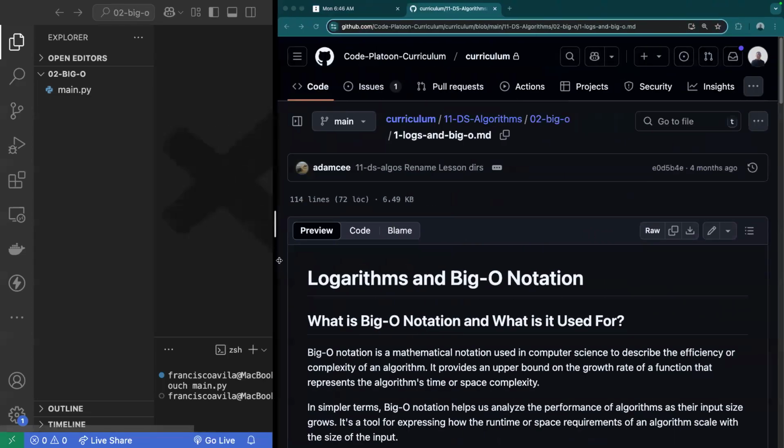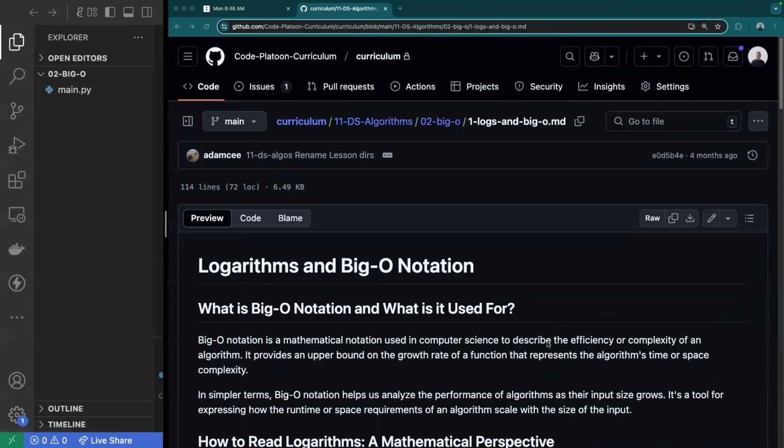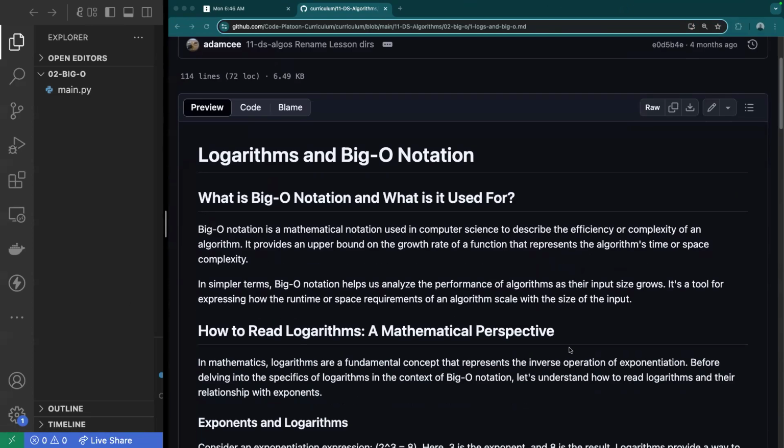This first portion is going to be more of a guided discussion where we talk about things rather than going straight into it within Python. So here's logarithm. What is big O notation and what is it used for? Big O notation is essentially a mathematical notation for computer science that uses logarithms. We'll be diving into logarithms shortly.